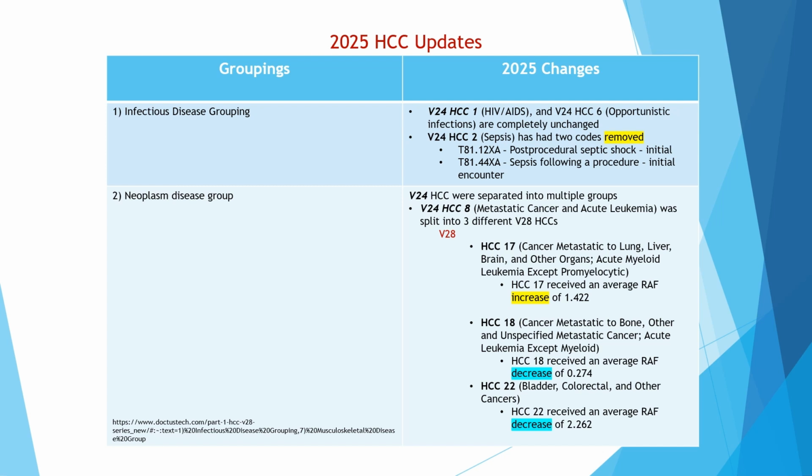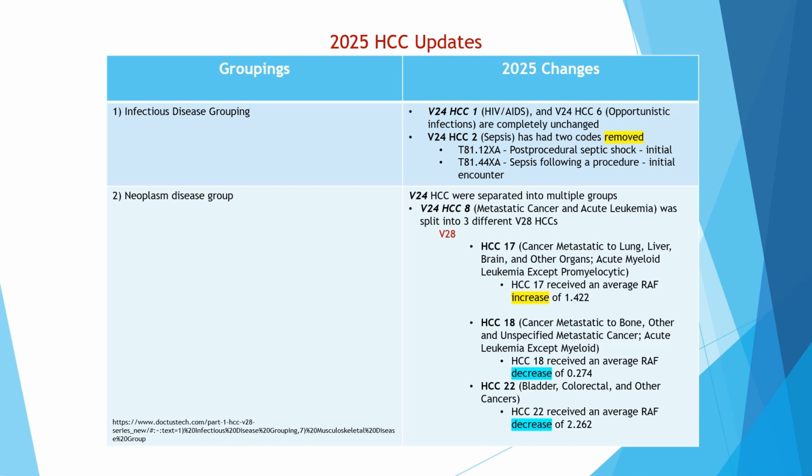2. Neoplasm disease group. V24 HCC were separated into multiple groups. V24 HCC8, metastatic cancer and acute leukemia, was split into 3 different V28 HCCs as described below. HCC 17, cancer metastatic to lung, liver, brain, and other organs, acute myeloid leukemia except promyelocytic. Received an average RAF increase of 1.422.